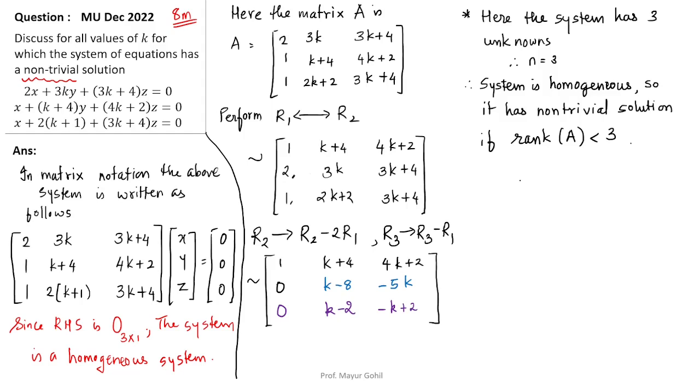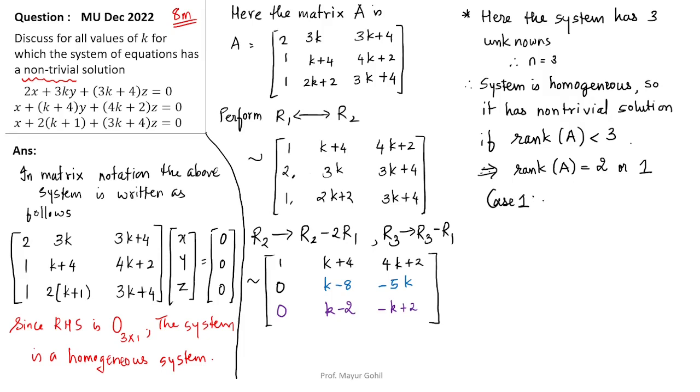Now comes the choices for rank. Therefore, what are the choices for rank A? Rank A can be either 1 or 2. It has to be strictly less than 3. If it is equal to 3, then it will be trivial solution, which we don't want. We want non-trivial solution. So that implies rank A is 2 or 1. So we have now two cases.